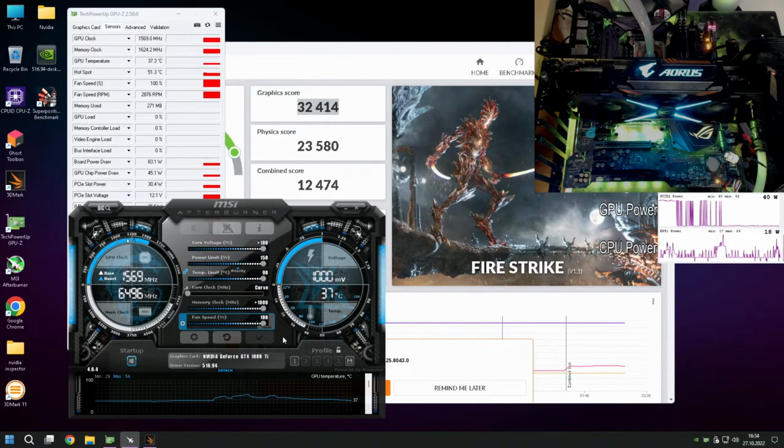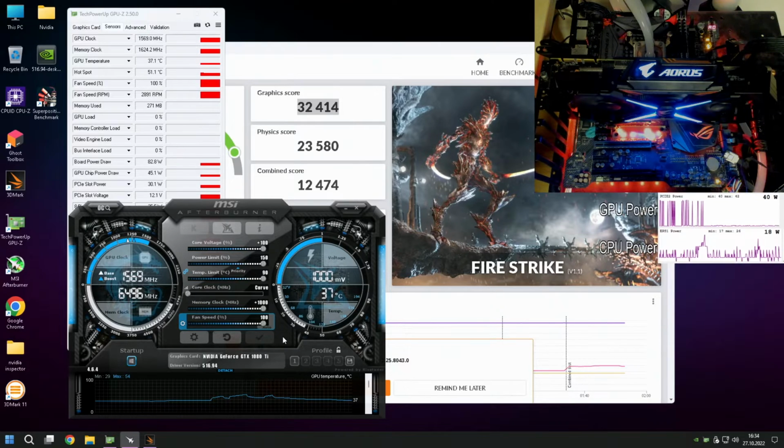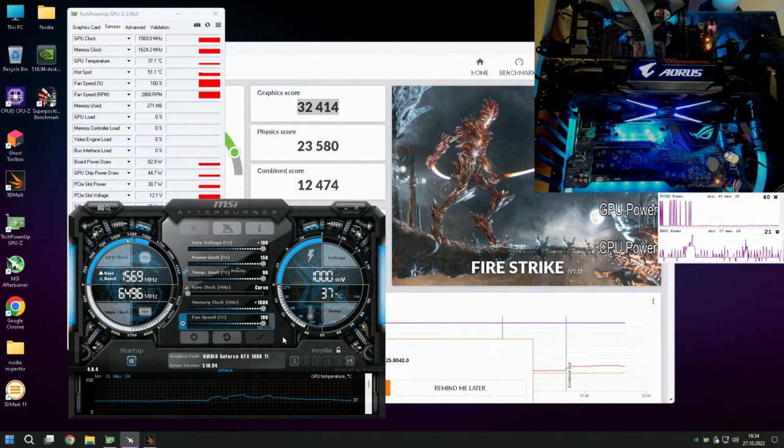Potentially because of the, if you remember the teardown, the backside of the PCB, pretty much every memory chip has a 330 microfarad SMD polymer capacitor for it, which is not standard for 1080 Ti's. So that might be why.